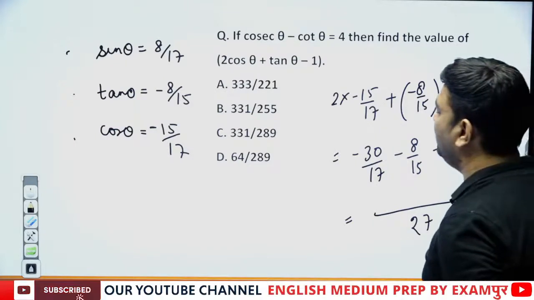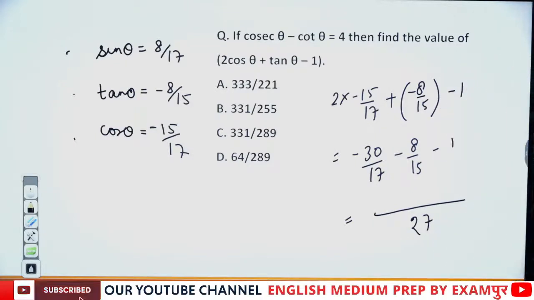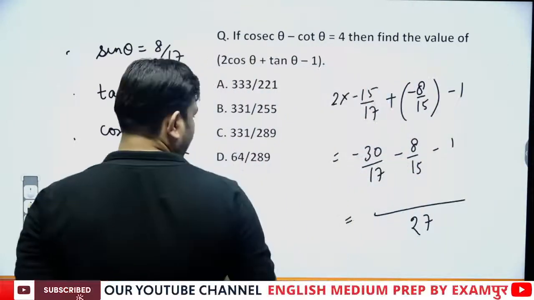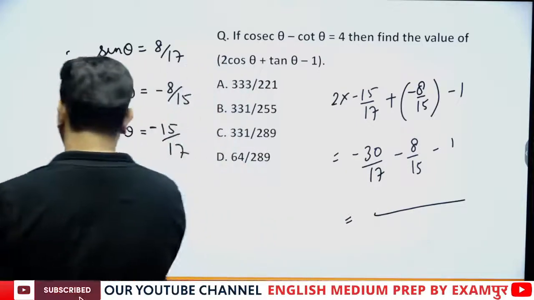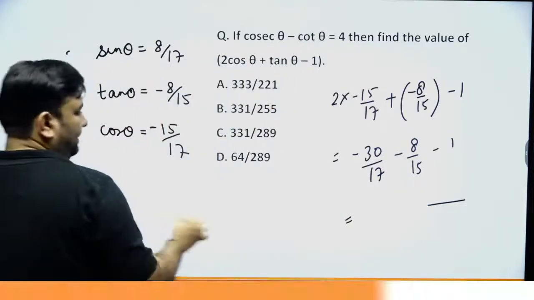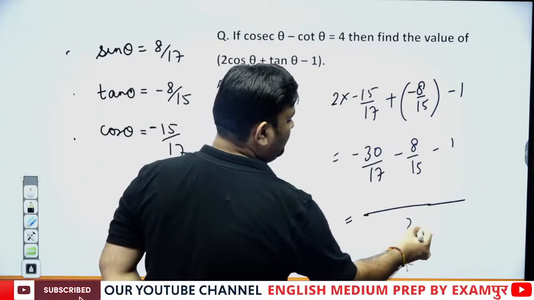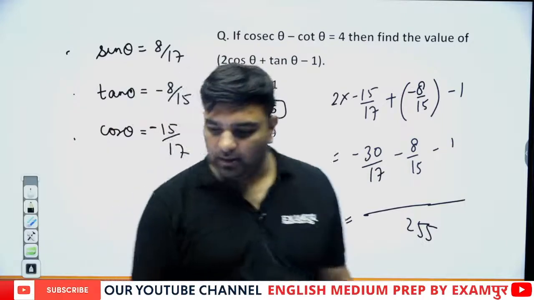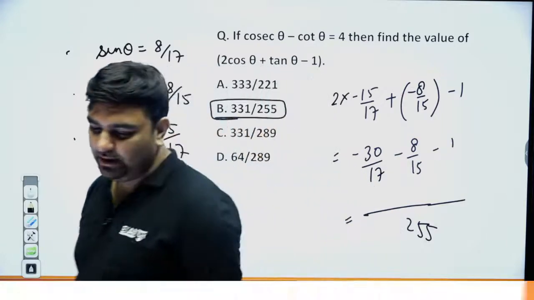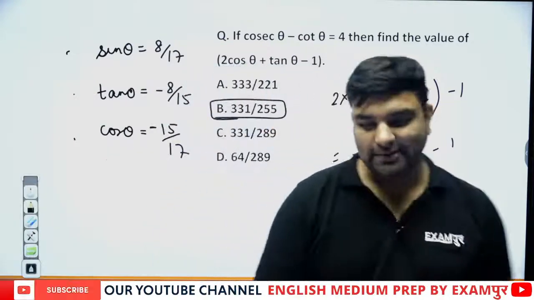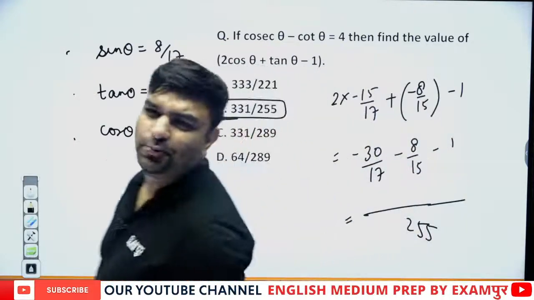275. Where is it? 225 plus 30 is 255. For the sake of marking, you can mark the answer as this one in the examination hall, but you will get the bonus.